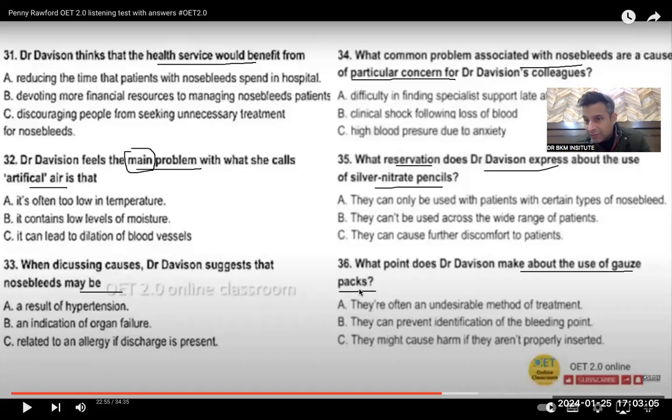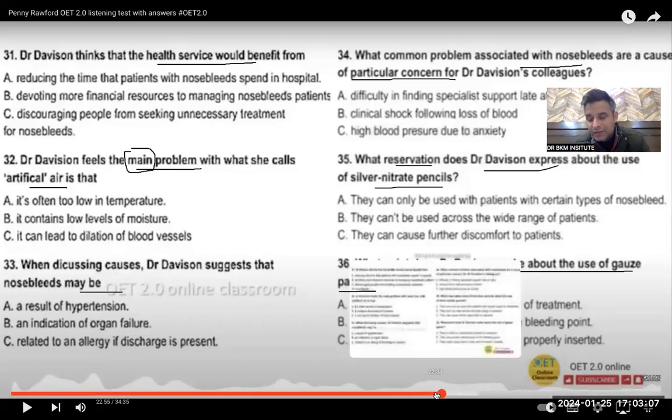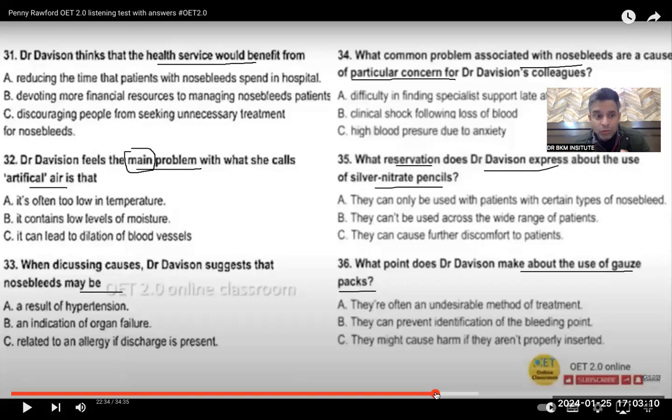So again, it was a hard one. If I do it in the first round, obviously it's a hard one. It's very hard for me to do. But I think she talked about temperature. She talked about dryness. So what artificial air does, she was saying that it leads to dilation of blood vessels, or B can be my answer. I will make you listen again, but I can feel it's B or C, most probably C, but I'm not doing it as a final answer. I would like to listen to it again because I need to tell you how to do it. So I will listen to it.